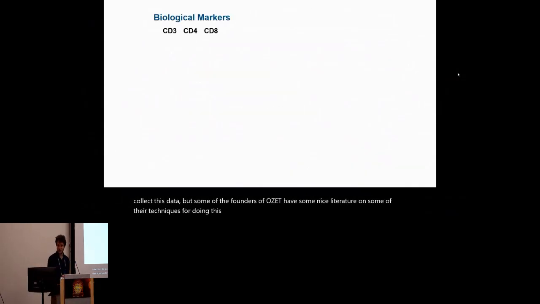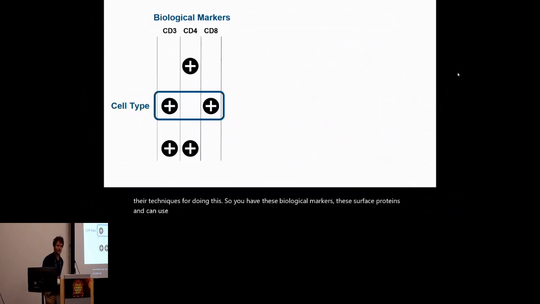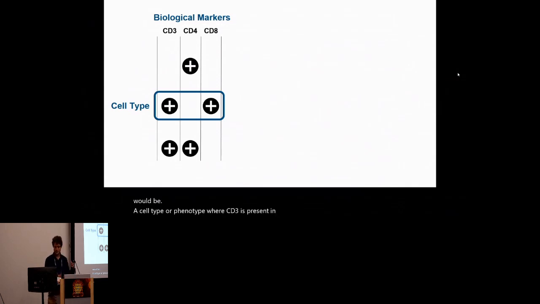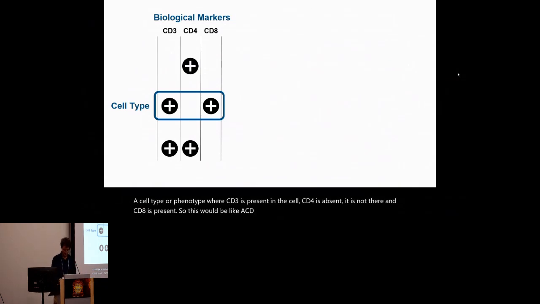So you have these biological markers, these surface proteins, and can use these to define a cell type or phenotype. So the second row that I've circled here would be a cell type or phenotype where CD3 is present in the cell, CD4 is absent, it is not there, and CD8 is present. So this would be like a CD8 T cell.